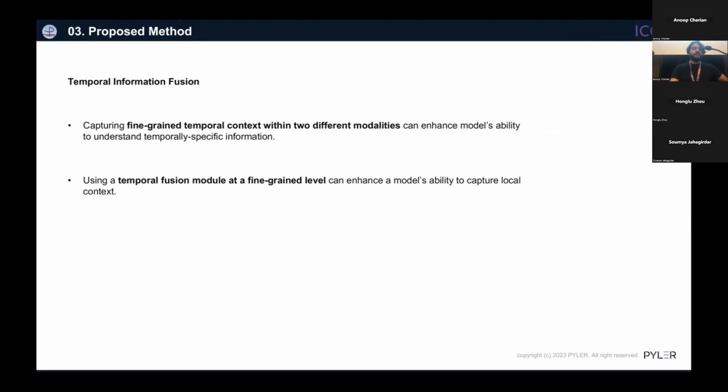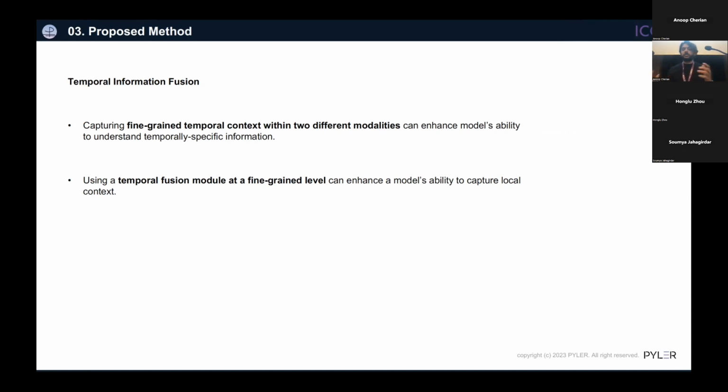We mainly hypothesized two things. First of all, we need some fine-grained temporal context between the two different modalities. We all know there is temporal context in the video, but there is also temporal context in the language, it's just hidden in the words. You can say it's not as explicit as in the video. So how can we use that?